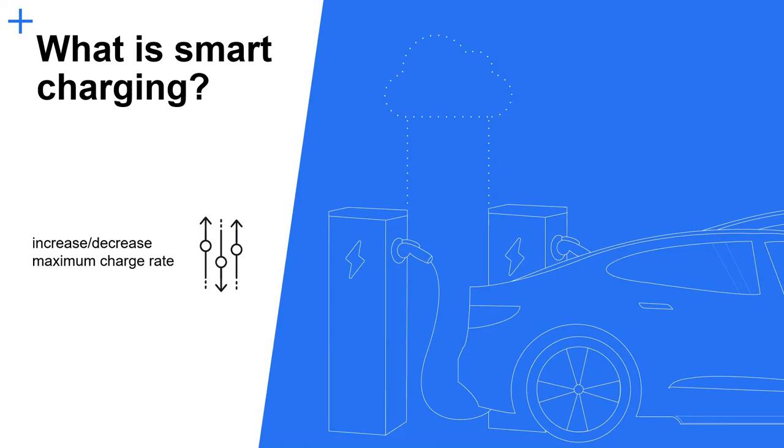All we do is increase or decrease the maximum charge rates for an electric vehicle. There's an important nuance there. This means that we cannot set the exact charge rate of an electric vehicle. We can only set the maximum.